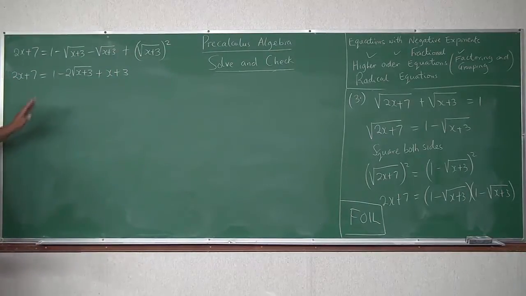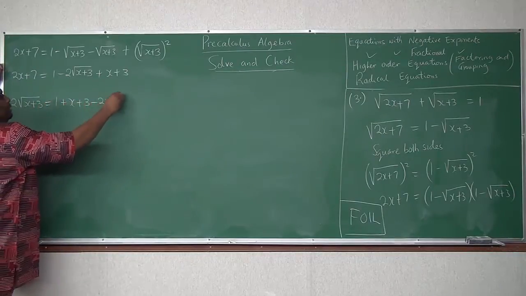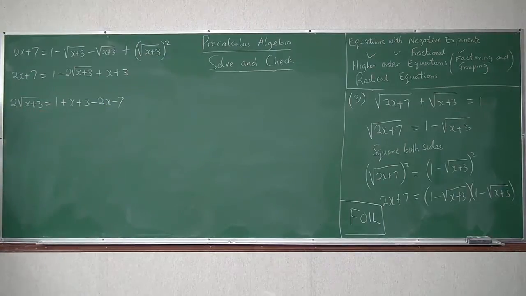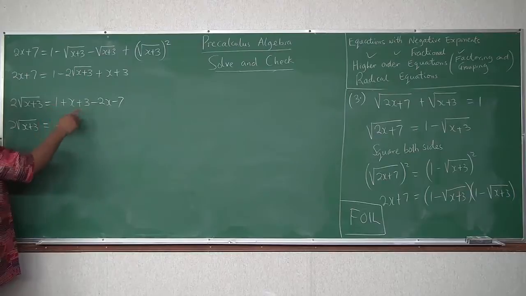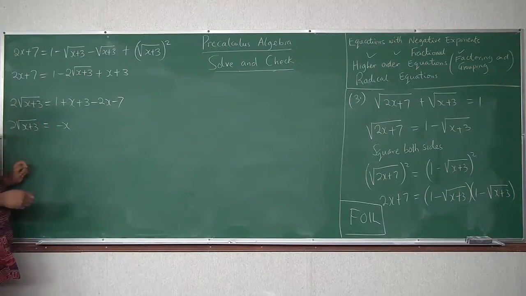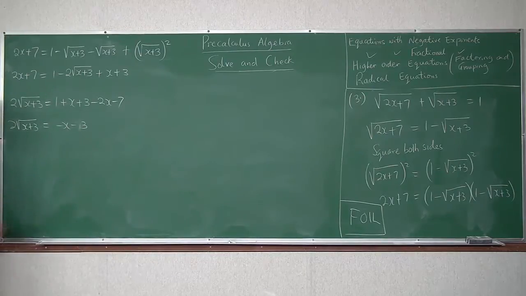Alright, so let me get the radical, like I said, to the left hand side. Take every other guy out to the right. So this will be 2 radical x plus 3 is 1 plus x plus 3 minus 2x minus 7. Okay? So we have that 2 radical x plus 3 is x minus 2x, which is minus x. 1 plus 3 is 4. 4 minus 7 is minus 3. Are you guys with me? Okay? Minus x, minus 3.